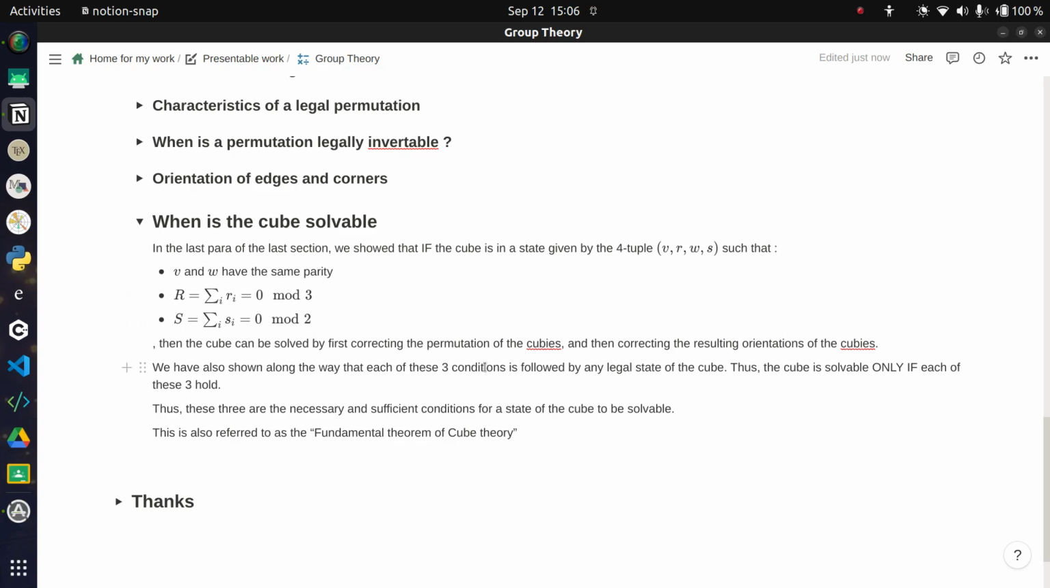And it's an if and only if condition once again, that if these three conditions are met, then we can solve the cube, and if they are not, we can't solve the cube, no matter what we do, legally, of course. And so that's it.